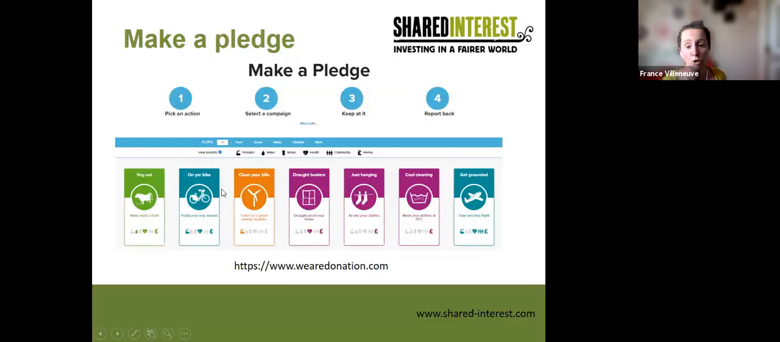And if you want to go even a step further, you can make a pledge as an individual for a specific action you want to change. So I encourage you to look at a website called wearedonation.com. It will give you some idea as well of other actions that you can do to reduce your carbon footprint. And it's quite easy.